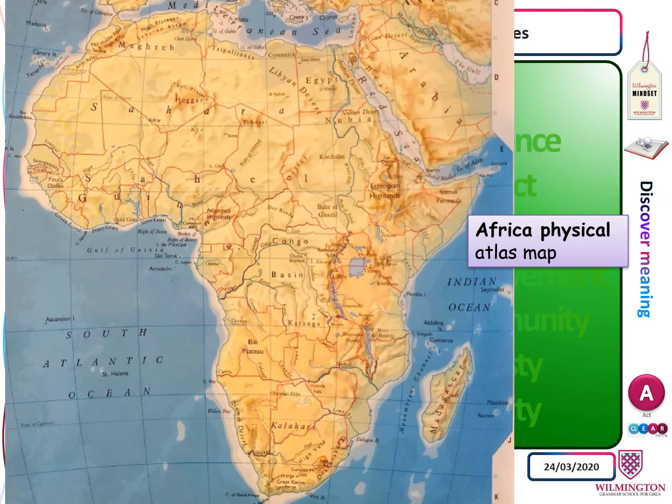Here's a physical map which shows us the relief, shows us the shape of the land, shows us the terrain, shows us altitude, and shows us rivers as well. So here's the Rift Valley, comes down the Red Sea, triple junction over here somewhere, and then the Rift Valley comes down here. Now look carefully, can you see some long lakes? And those lakes have formed in the depression, the low part of the Rift Valley.